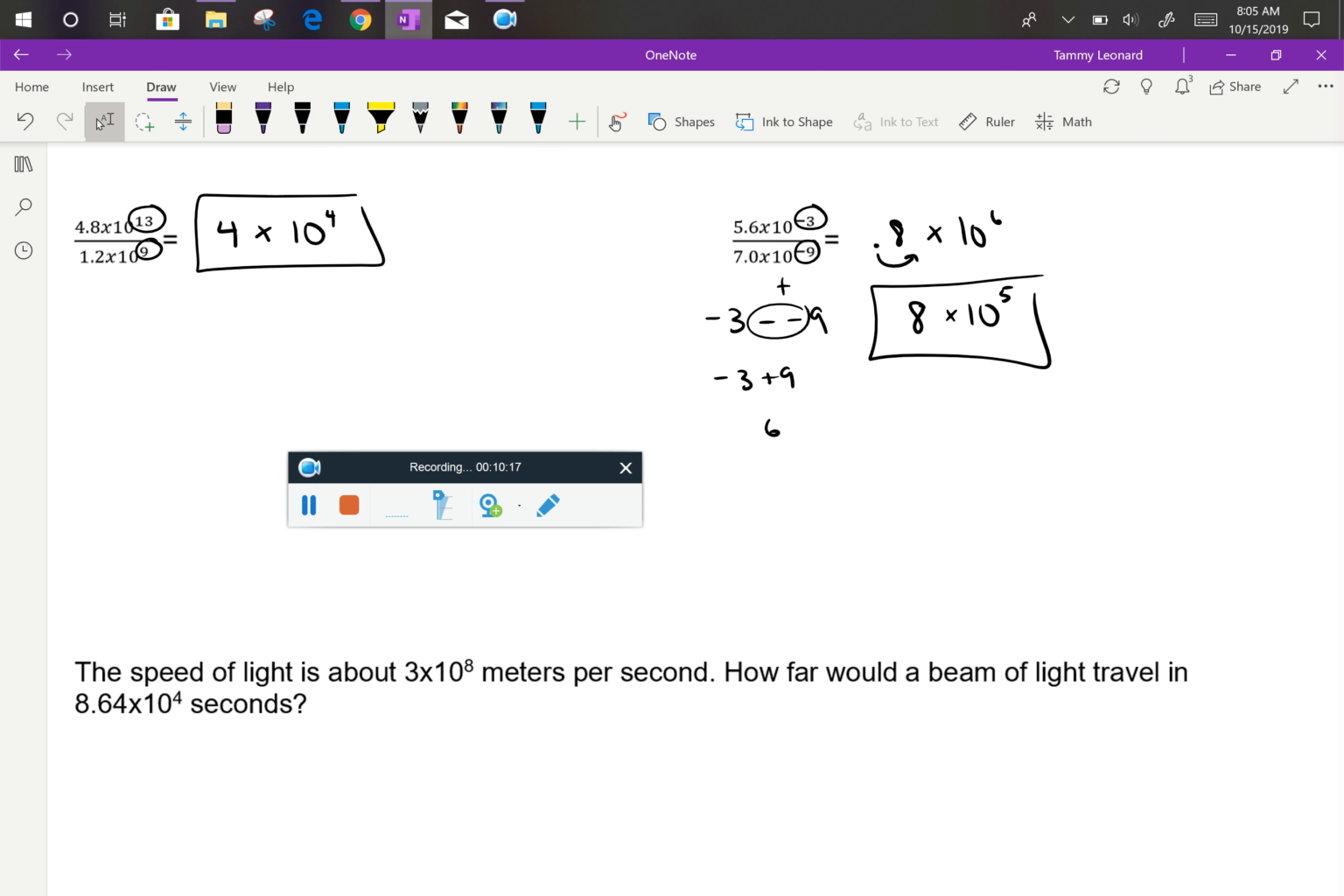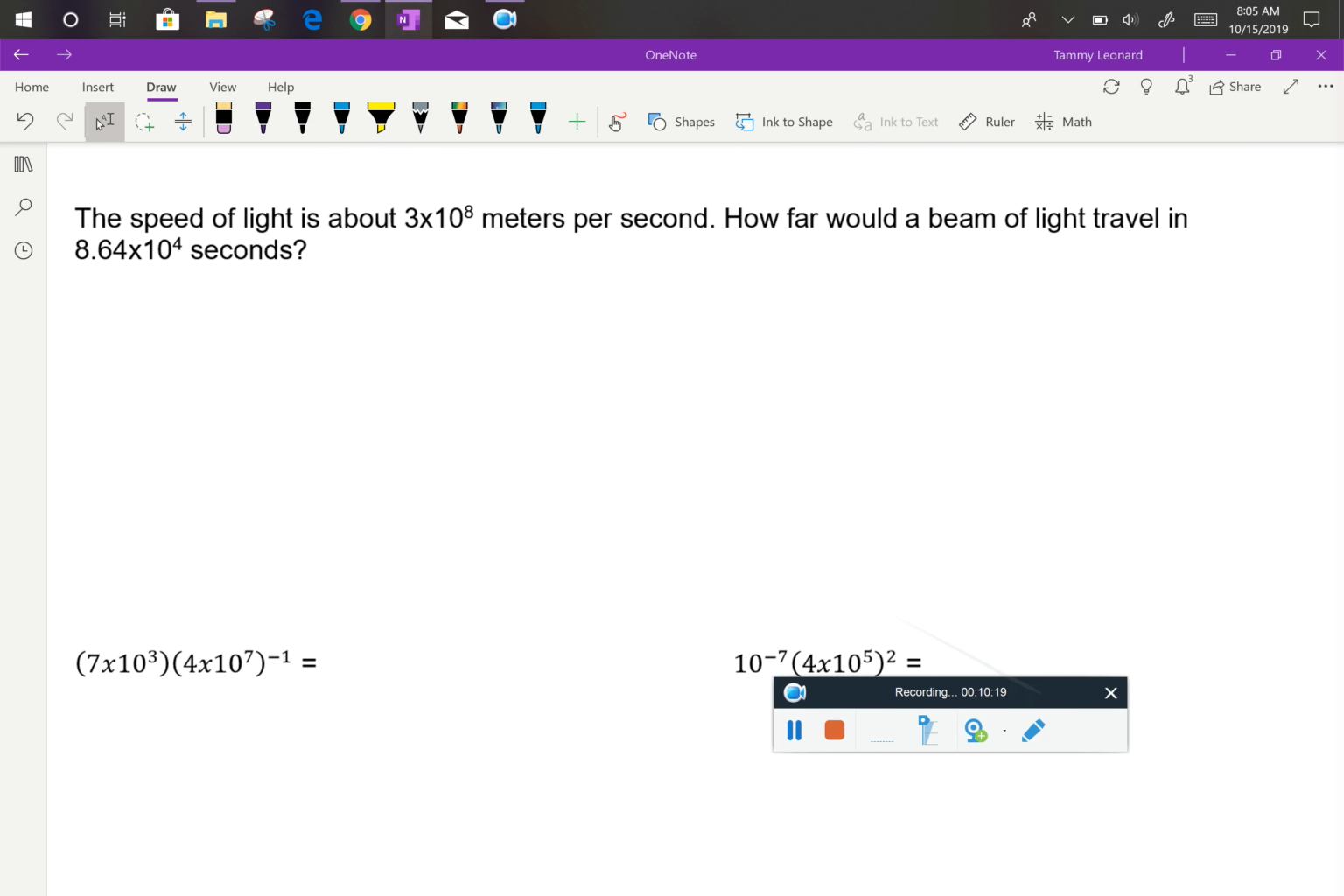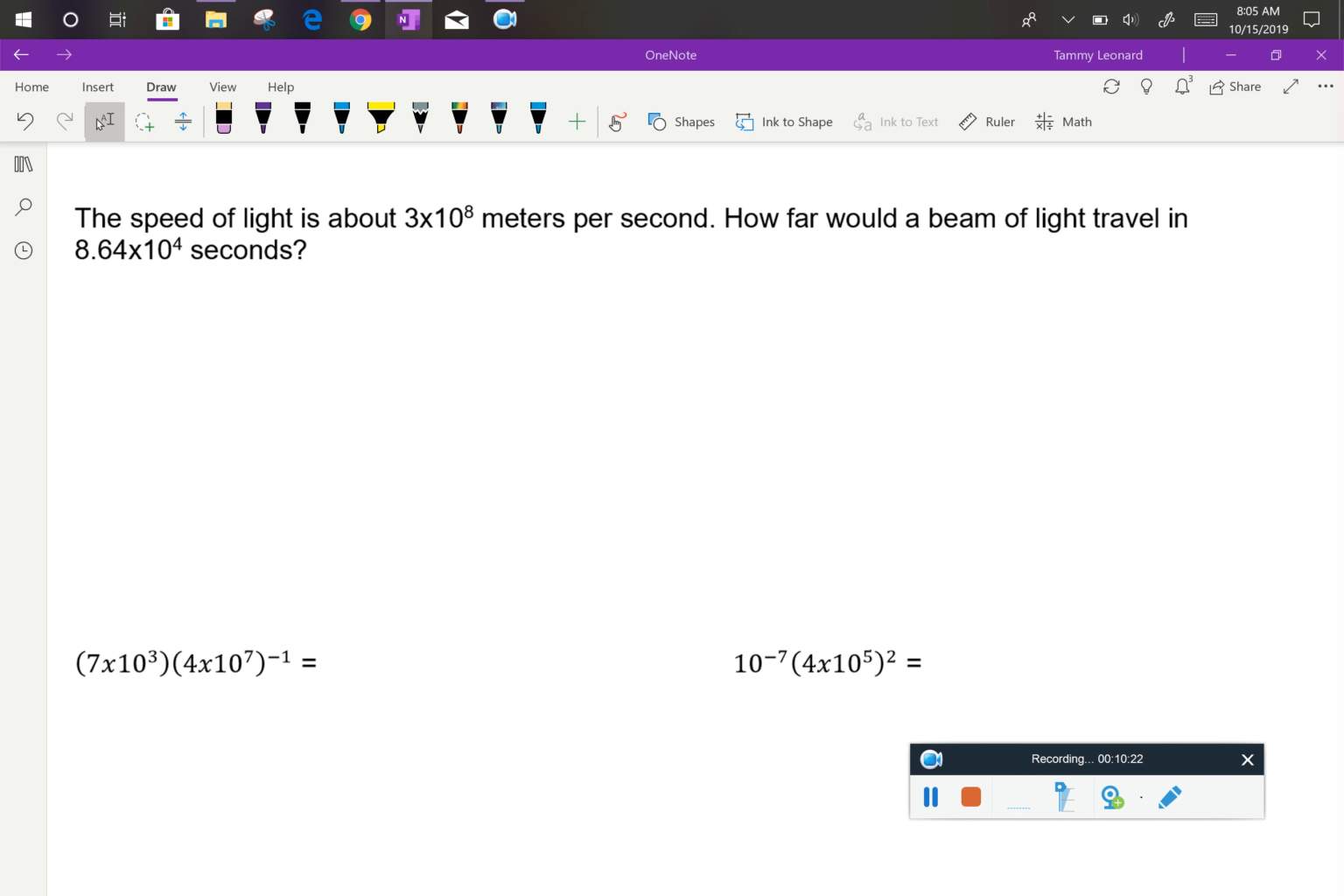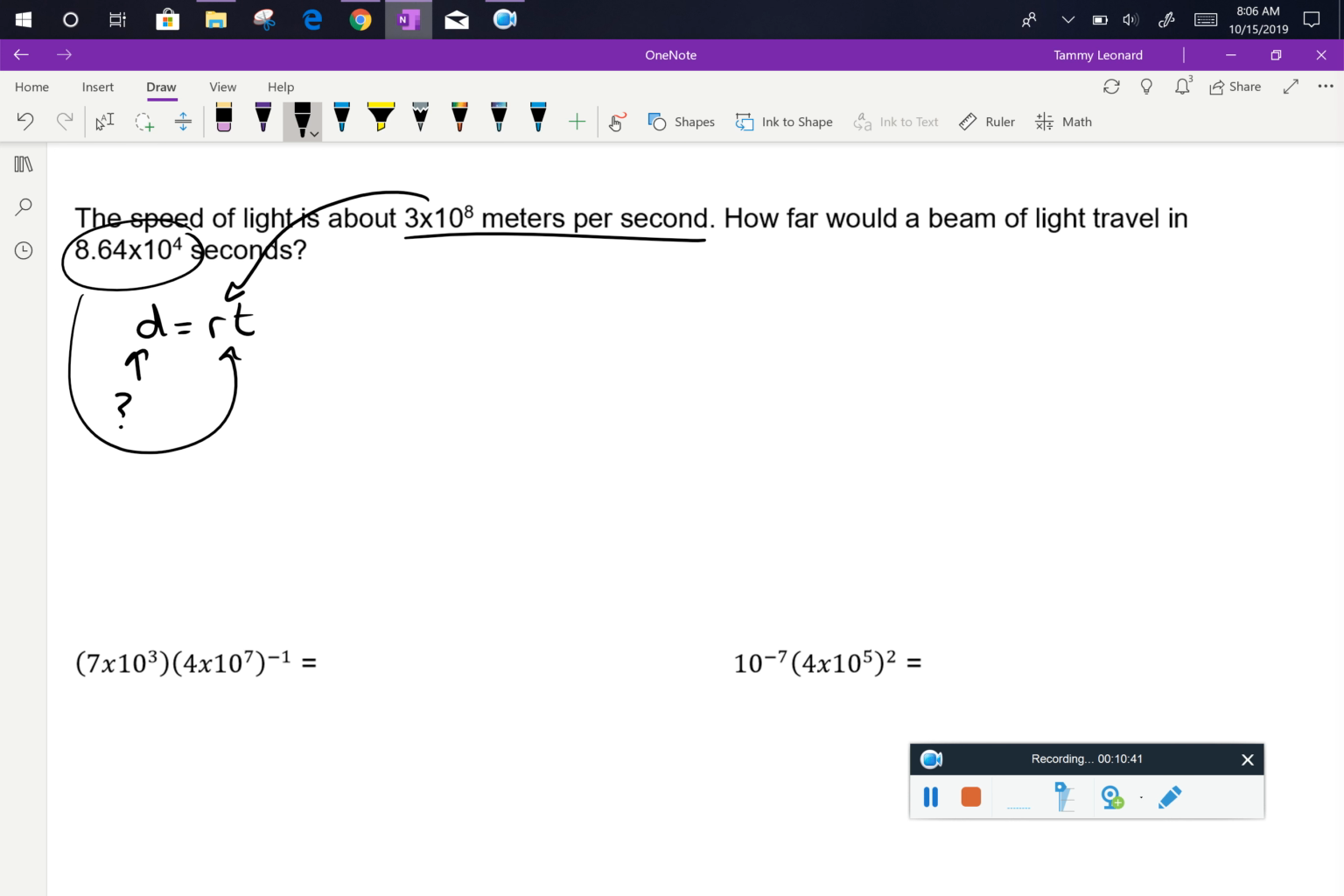We have a word problem. The speed of light is about 3 times 10 to the 8th meters per second. How far would a beam of light travel in 8.64 times 10 to the 4th seconds? Well, if you think of your typical distance equals rate times time, we're given a speed, so that's our rate, and we're asked how far in a certain amount of time. So we can see where everything goes in the problem. We can see that we need to take this speed, we need to multiply it by this amount of time, and that will give us how far this beam of light has traveled.